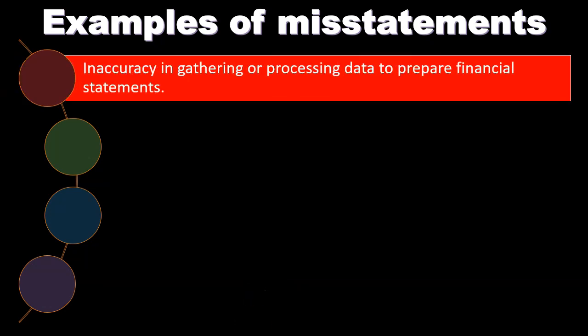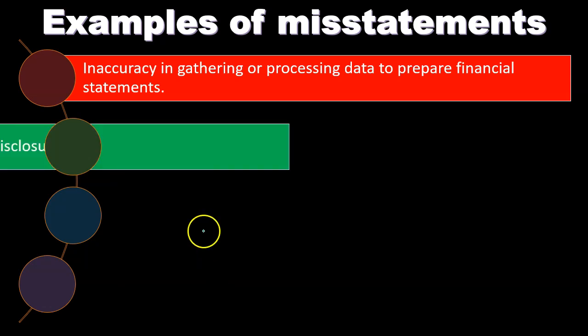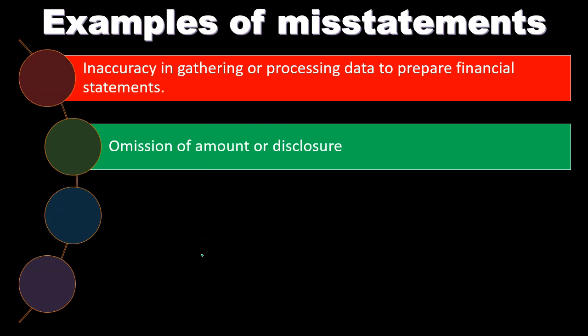Examples of misstatements: inaccuracy in gathering or processing data to prepare financial statements. So we had a problem with the gathering of the data. Omission of amount or disclosure. So it might just omit something altogether. And when we think about these types of things, remember, your skepticism is on the company trying to look better as opposed to worse typically.